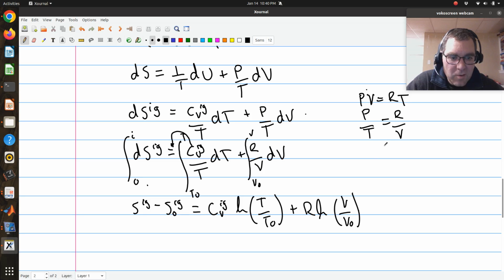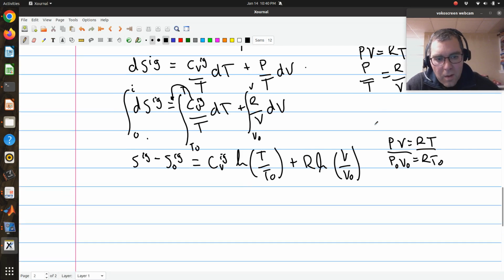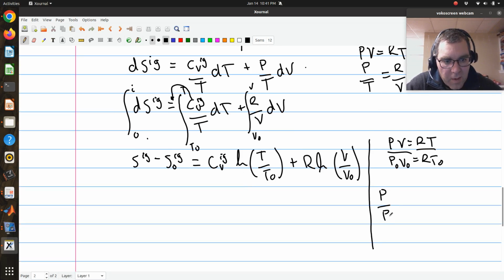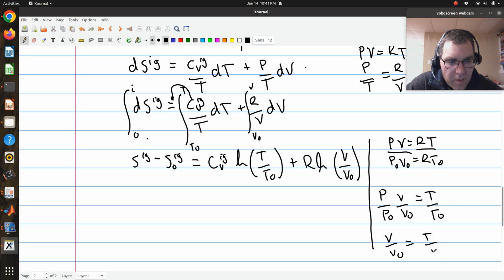So I'm going to use the ideal gas equation of state again. Let me just write PV is equal to RT. So if I had P naught V naught is equal to RT naught, take the ratio of the two. I end up with, as an aside, P over P naught times V over V naught is equal to T over T naught. So V over V naught then is equal to T over T naught times P naught over P.